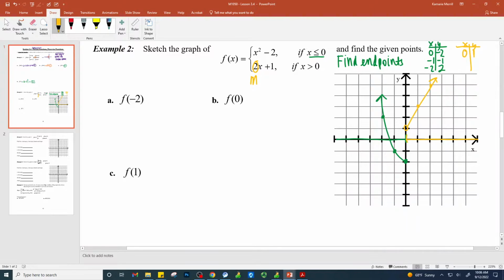Okay. All right, f of -2. Which function do we plug that one in? The top one. What do we got? We already found it. 2.